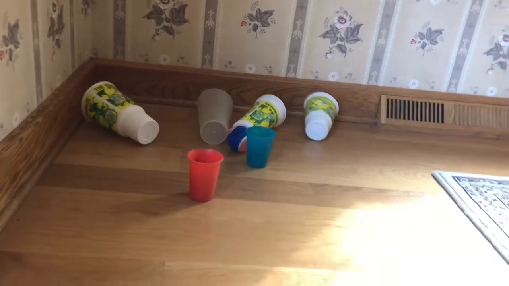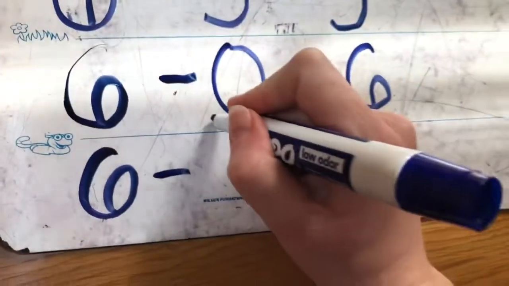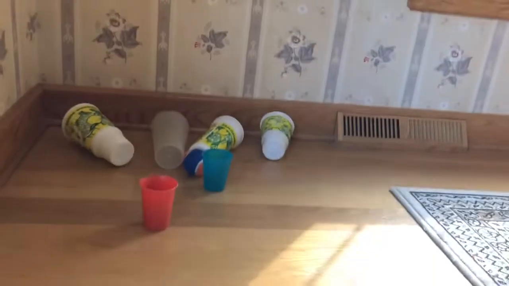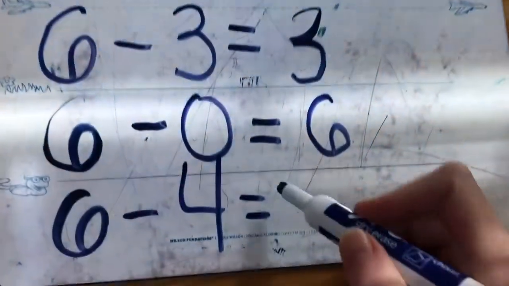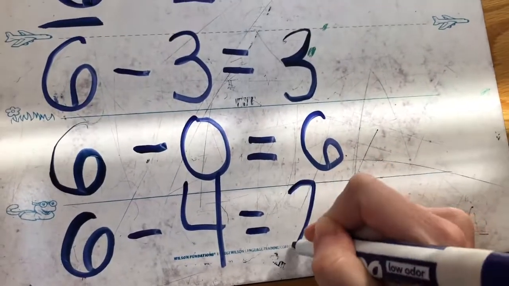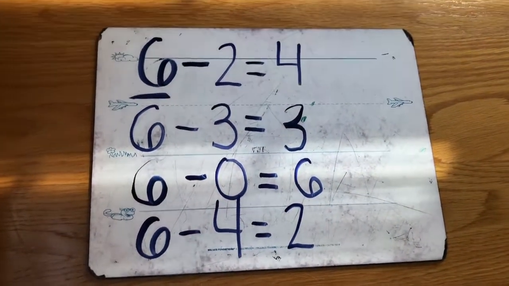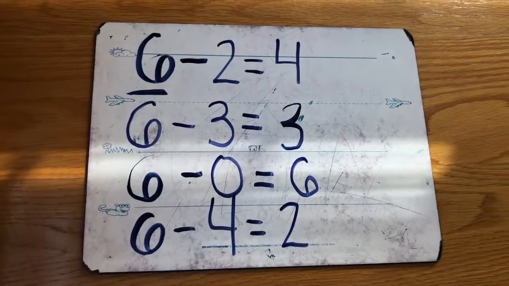Oh, wow. Okay, so 6, take away how many I knocked over? 1, 2, 3, 4. Let's write 4. Equals, how many do I have left standing? 1, 2. So 6 minus 4 equals 2. Look at all these different ways I found that we could subtract from 6. Pretty cool. Try this game out with your family at home.